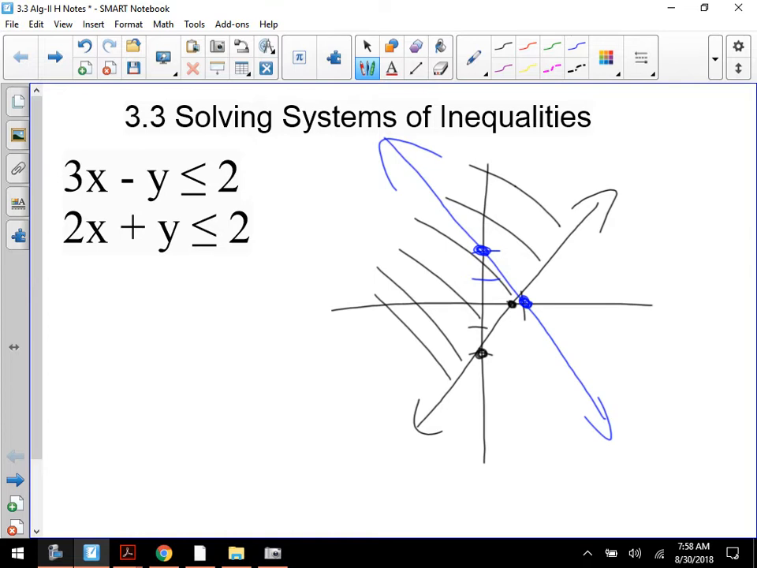And what did this not go through? 0. It didn't go through the origin. So what's 2 times 0? What's 0 plus 0? 0. Is 0 smaller than 2? Yes. So again, it is true here. So our region that it works will be any points within this value. Okay. That's what we're looking for today.